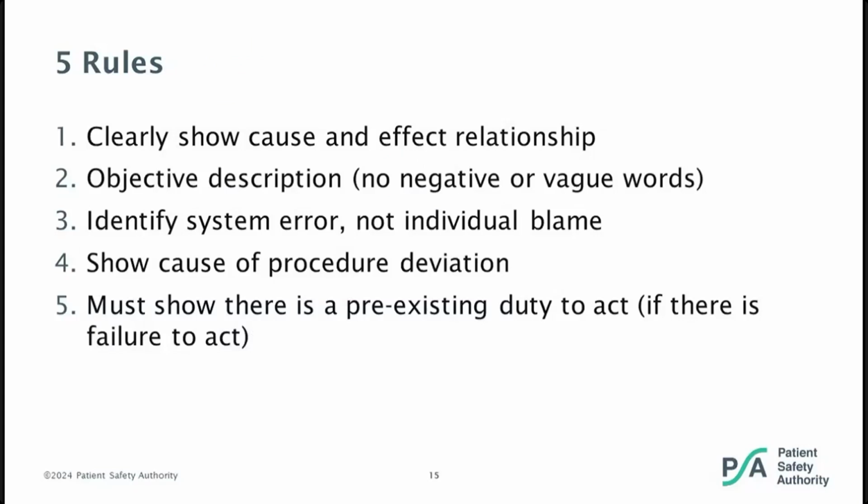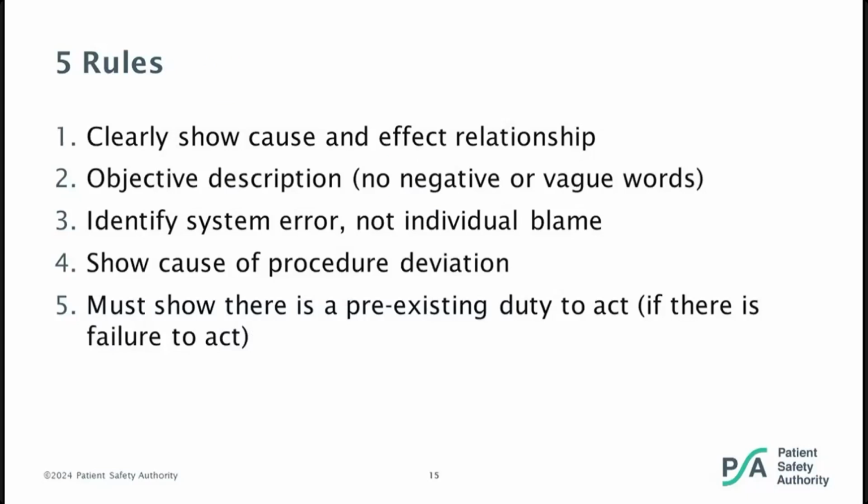So how do we actually write a causal statement? When we sit down to do it, there's 5 rules that we're going to need to follow, and I'll go through them one by one here. You can see the first, we're going to clearly show a cause and effect relationship within the statement itself. We want an objective description. We don't want any subjective words or descriptions. We want adjectives to be, you know, just the facts, ma'am.